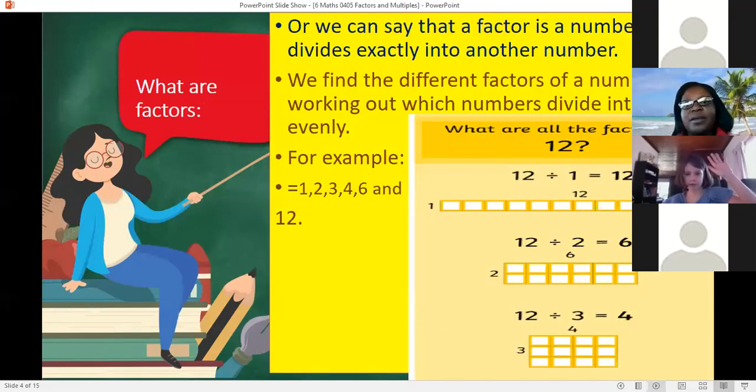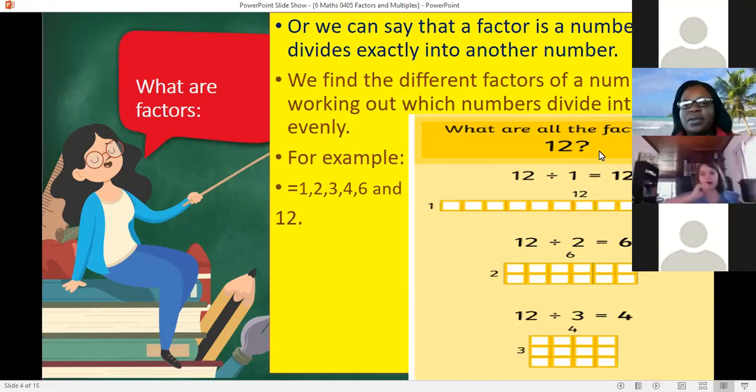Okay, so we can define factors in many ways, or we can say that a factor is a number that divides exactly into another number and leaves no remainder. So we find the different factors of a number by working out which number divides into it evenly, which number divides into it and leaves no remainder.